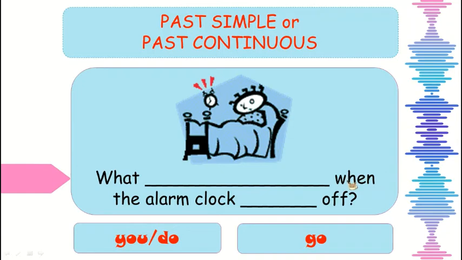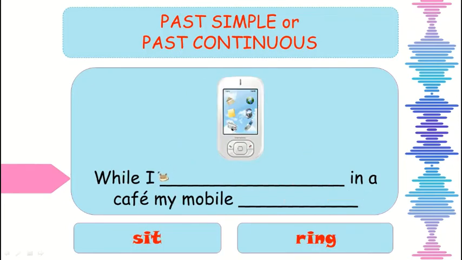Now: what, when the alarm clock off? And I have you do, and I have go, and again this is a question. So what were you doing, okay, when the alarm clock went off? So here this is the long action, so this is the past continuous form, and the alarm clock went off, this is the short action, so it's in the past simple form, and "when", like we said, always comes before the short action.